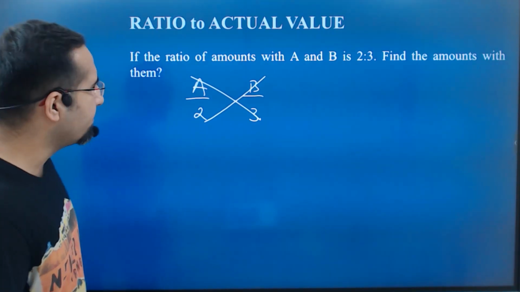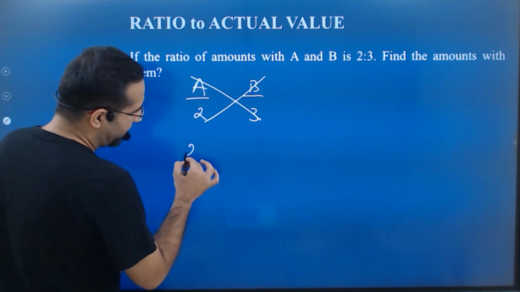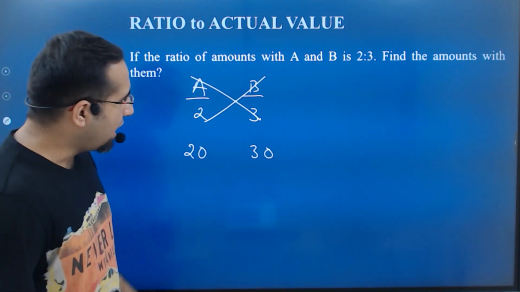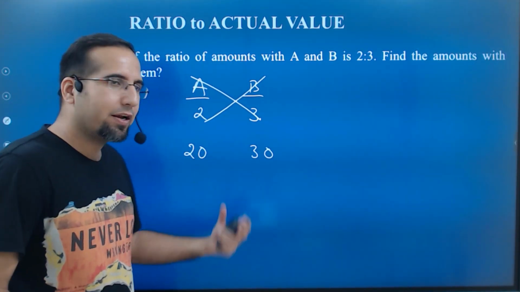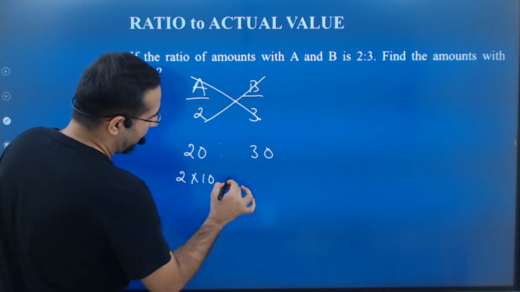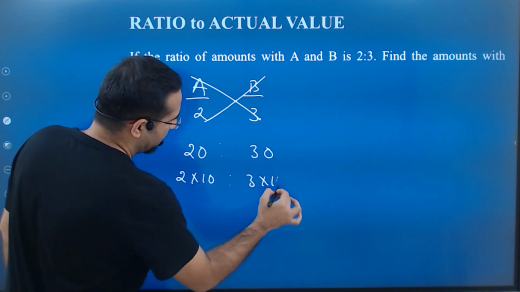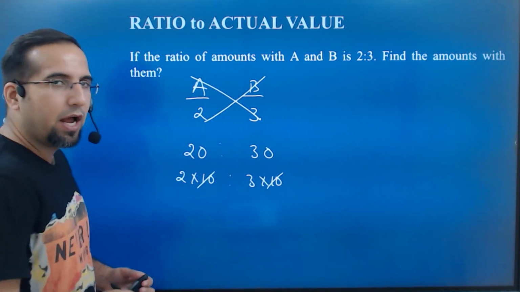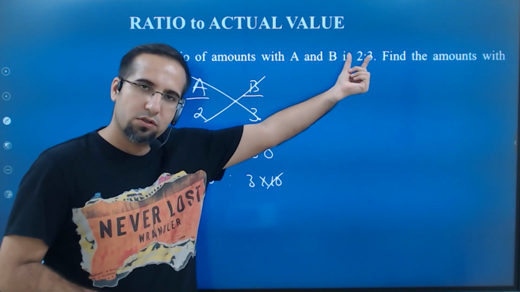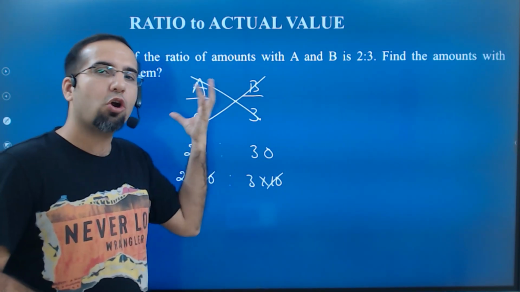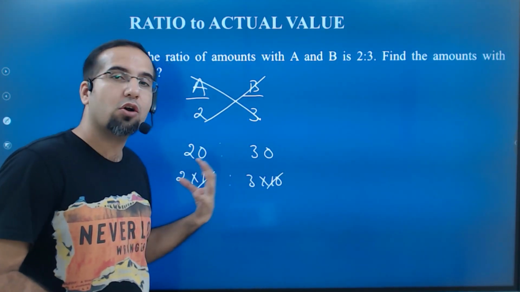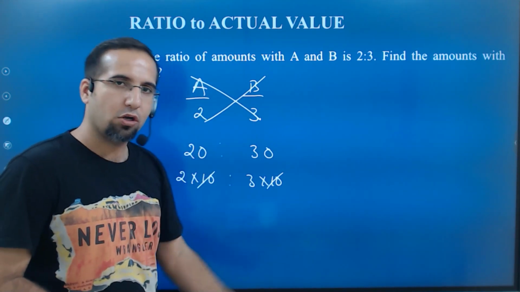Let's take a few examples. Suppose A has 20 rupees and B has 30 rupees. Right now, what is the ratio of them? If I calculate the ratio of them, I would write A has 2 into 10 and B has 3 into 10. Now this 10 is getting cancelled and then I am getting the ratio as 2:3. So please remember, when I say 2:3, 2 and 3 need not be the only values. I can have 20 and 30 also, because after cancelling a common term, I get the ratio called 2:3.